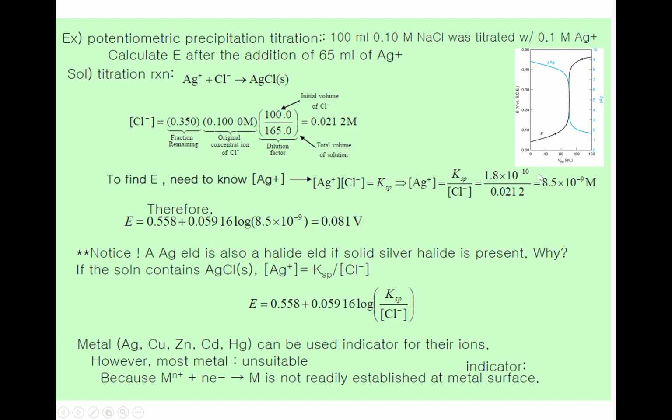So now as you add silver ion, the potential changes here. It suddenly increases. Here is the equivalence point. In the meantime, the silver ion p-value also changes greatly near the equivalence point. Here in this case, the p-value is increased and decreased a lot.